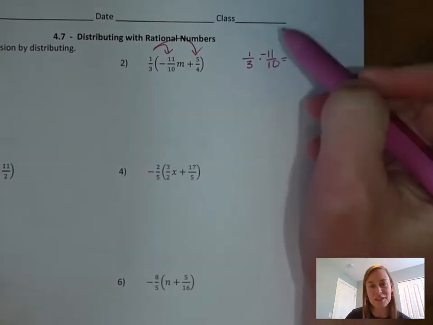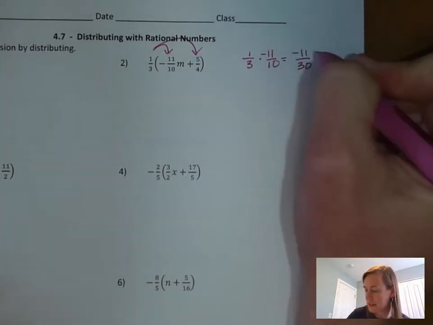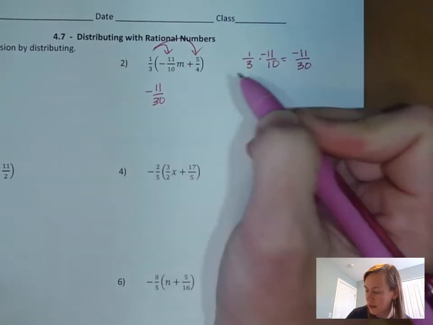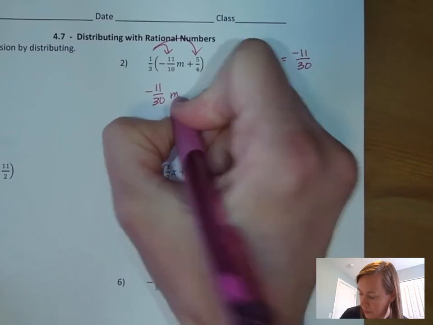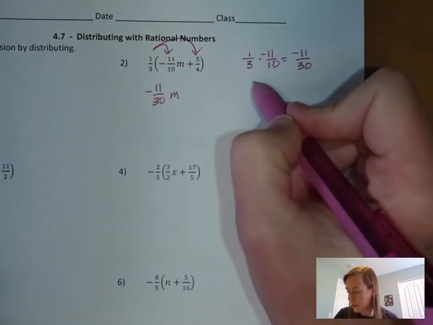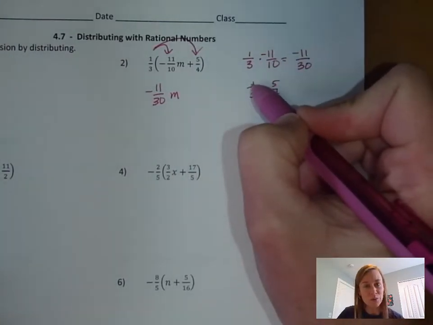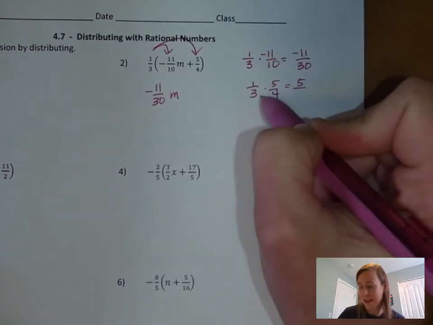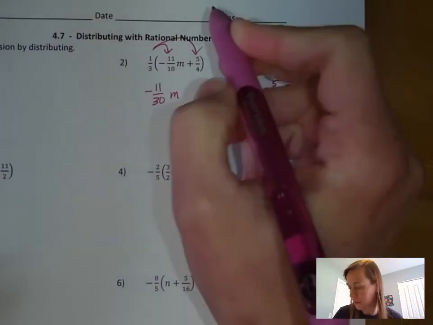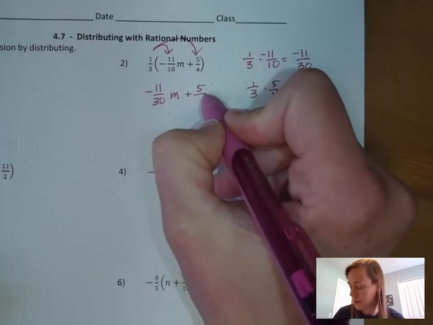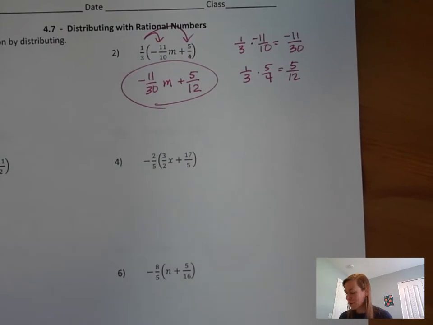So 1 times negative 11 is negative 11. And then 3 times 10 is going to be 30. So our first one is negative 11 over 30, which is already fully simplified. Can't simplify that anymore. And the variable to include is that m. Okay, next we have to do 1/3 times 5/4. So you're just going to multiply straight across again. 1 times 5 equals 5. And 3 times 4 equals 12. Again, already fully simplified. It looks like it's a positive number, so we're going to do plus 5 over 12. And that's how you do it by hand. Let's go on to the next page.